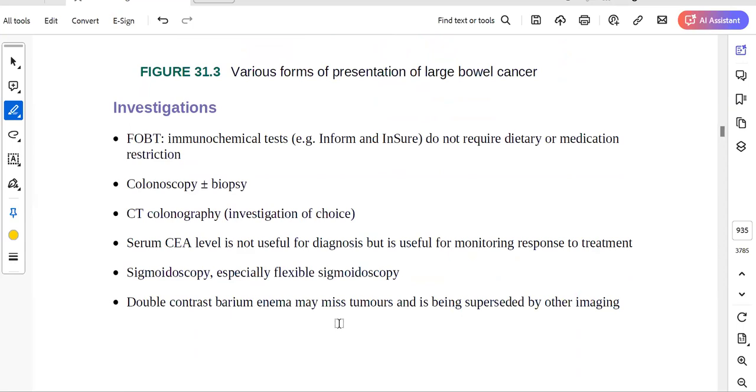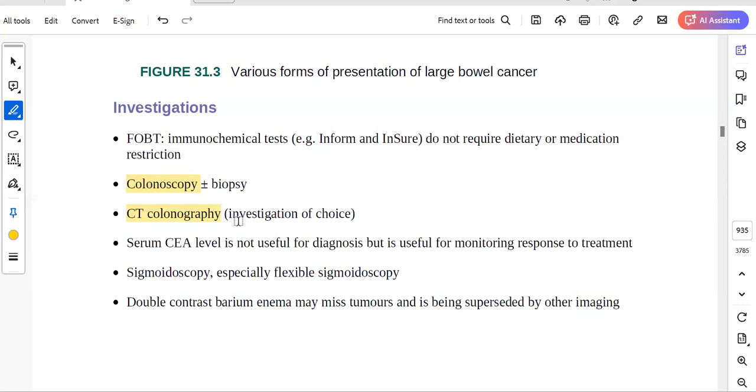So how do we investigate a patient who we suspect might have a colon cancer? Always remember the confirmatory test, or your most appropriate test if you suspect colon cancer, is colonoscopy. Although in JM they have written CT and CT colonography as the investigation of choice, CT colonography is still not available in most hospitals in Australia. And we normally don't directly go for CT colonography anytime. So we start with colonoscopy.